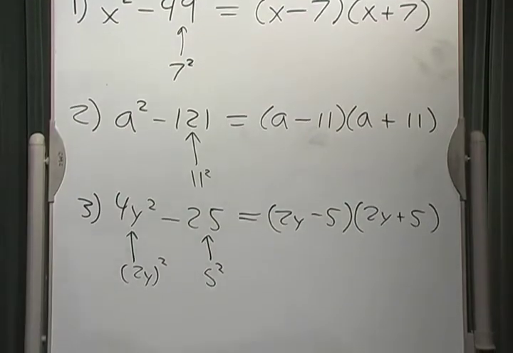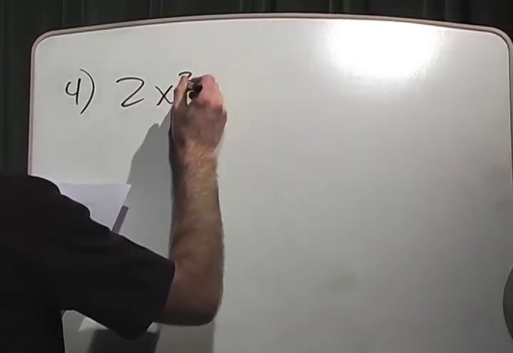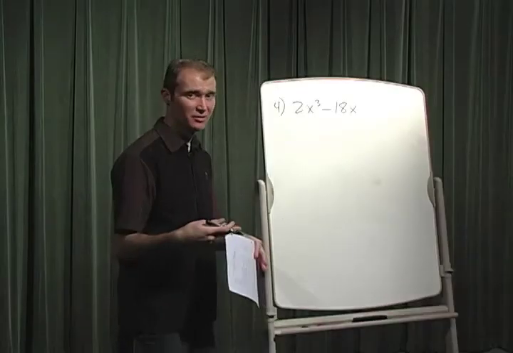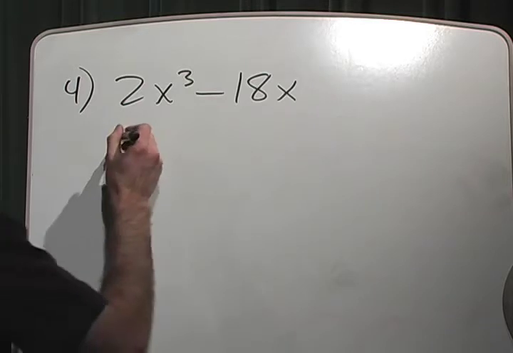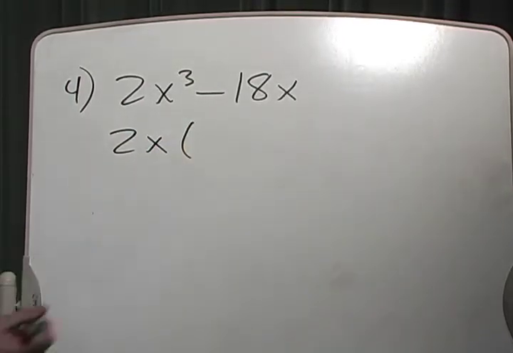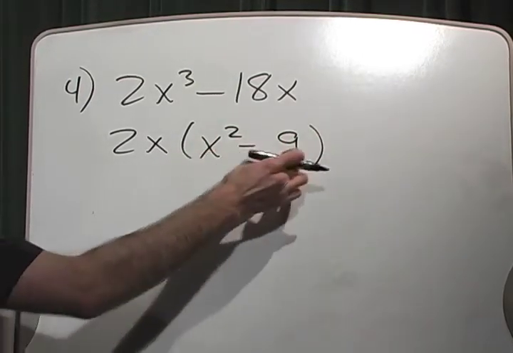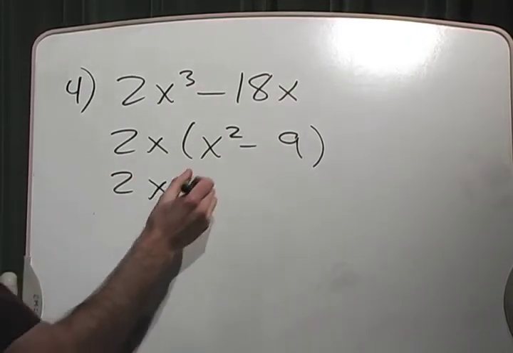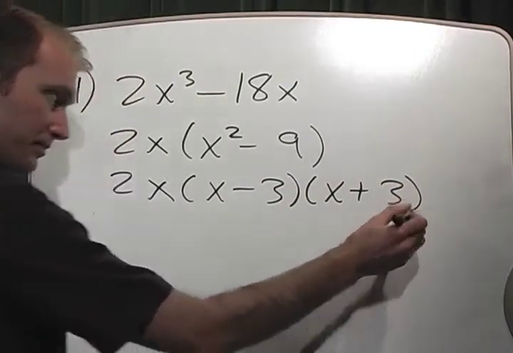Either way is fine. Let's suppose that my problem was 2x cubed minus 18x. Before I do anything else with this problem, I want to factor out the greatest common factor. In this case, the greatest common factor is 2x. Well, once I've factored out 2x, then I'm left with a nice difference of squares, x squared minus 9. So this is going to give me, for my final answer, x minus 3 times x plus 3.